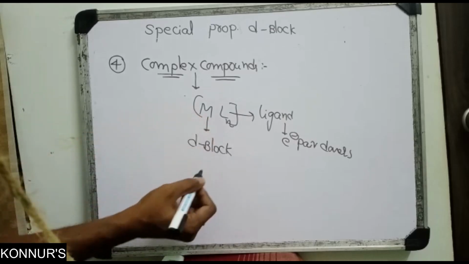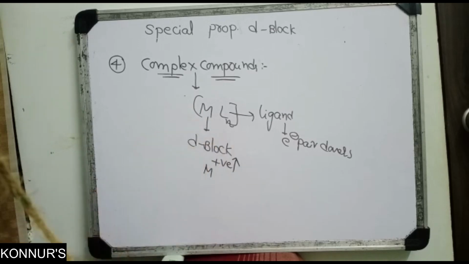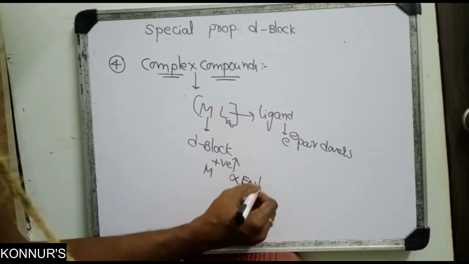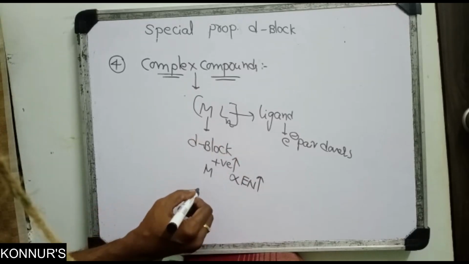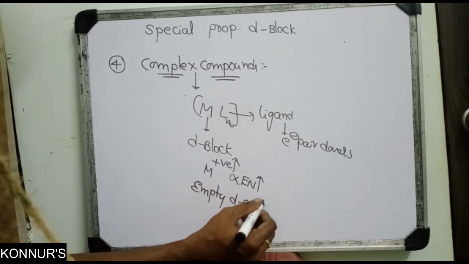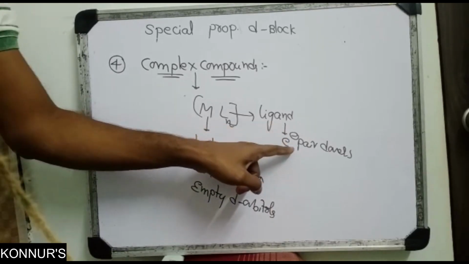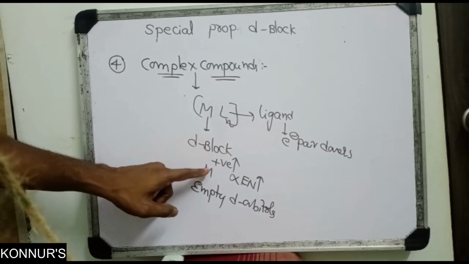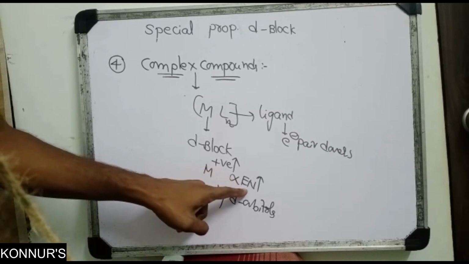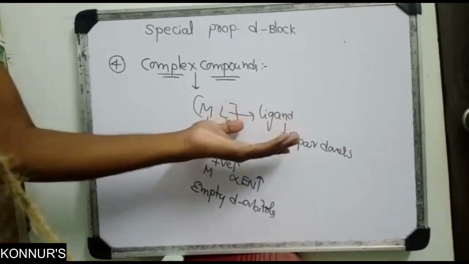So d block elements. What are the d block elements? They have the highest positive oxidation states. Highest positive oxidation state means electronegativity increases. Next, they have empty d orbitals. So then what happens? The ligand is donating a pair of electrons, so the metal has the capability to attract electrons. Because the positive oxidation state increases, electronegativity increases, the metal attracts electrons, the ligand is donating.